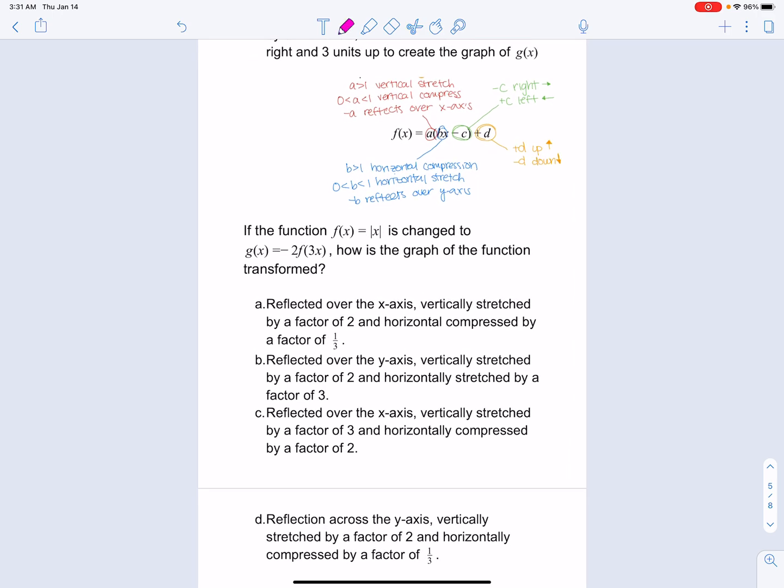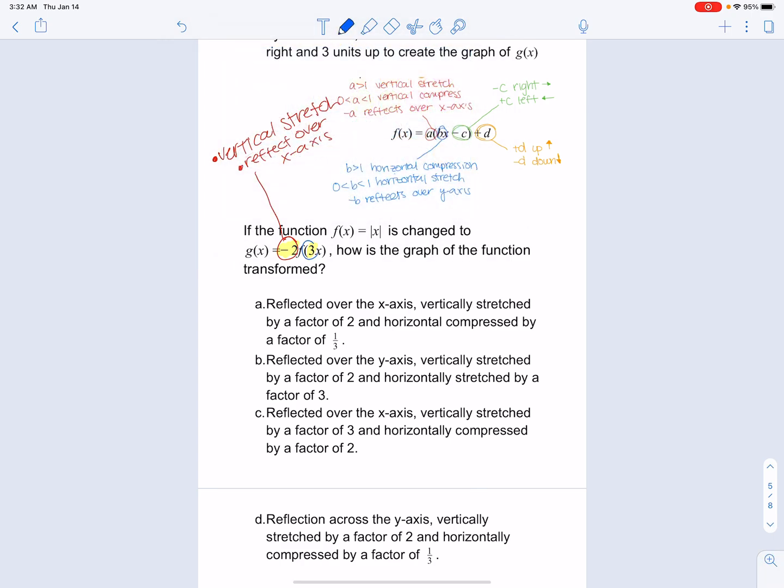So this negative 2, does that represent A, B, C, or D? Very good. It represents A. And 2 is bigger than 1, so is it a vertical stretch or vertical compress? Very good. Vertical stretch. And A is negative. So are we reflecting over the x-axis or the y-axis? Reflect over the x-axis.